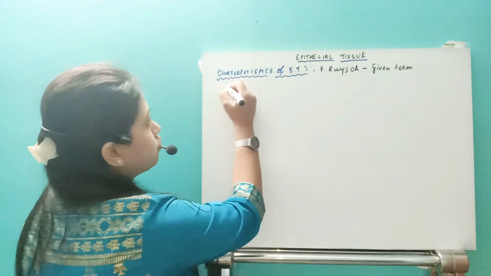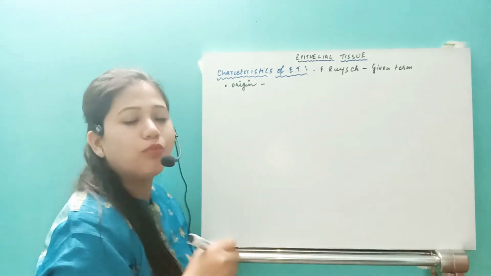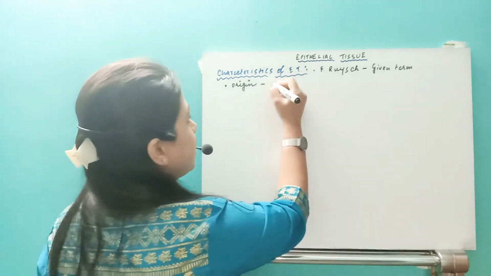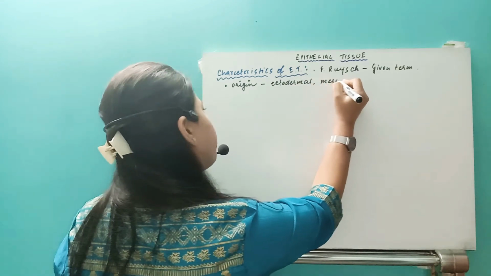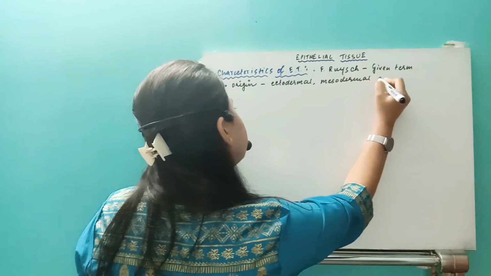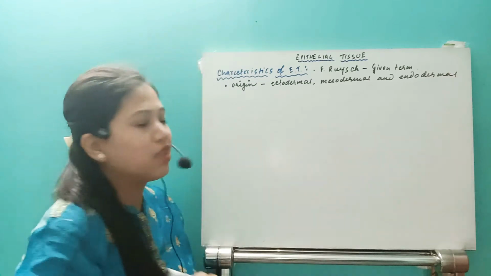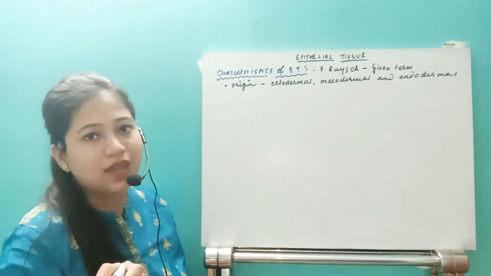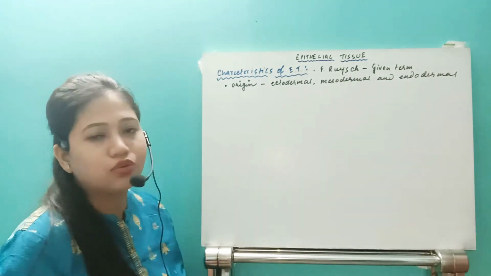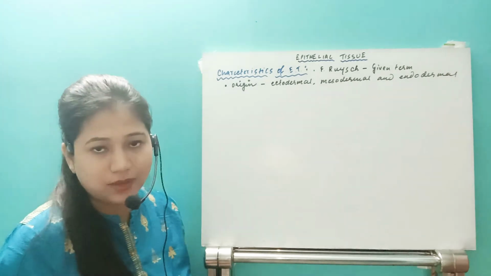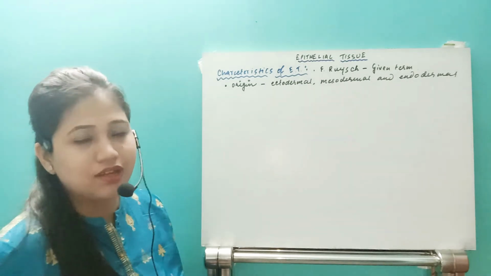See what happens in the epithelial tissue. Regarding its origin, from which germinal layer does it form? It is formed from all three germinal layers. That means it is ectodermal, mesodermal and endodermal in nature. If it is of ectodermal origin, it is known as epithelium. If it is of mesodermal origin, it is mesothelium. And if it is endodermal in nature, it is known as endothelium, right? So it has three origins: ectoderm, mesoderm as well as endoderm.